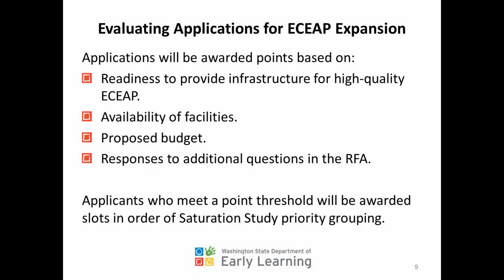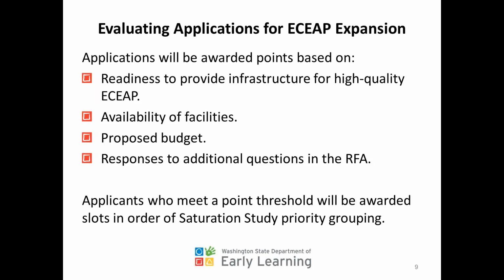The applications will be awarded points based on readiness to provide infrastructure for high quality ECAP, availability of facilities, proposed budget, current Early Achievers ratings, that sort of thing. That will all be questions in the RFA. Applicants who meet a point threshold will be awarded slots in order of their saturation study priority grouping. So we're back to those 8 priority groups inside the saturation study.